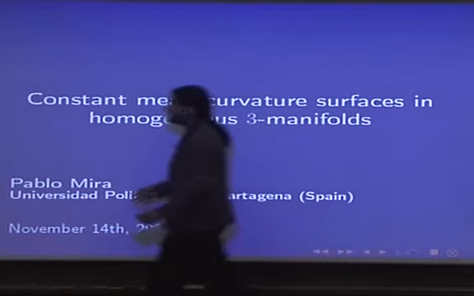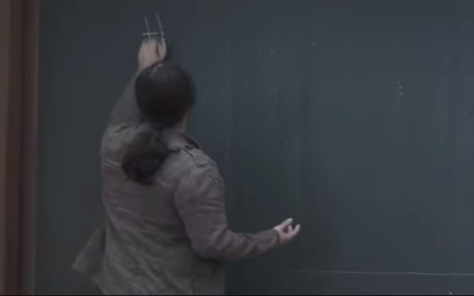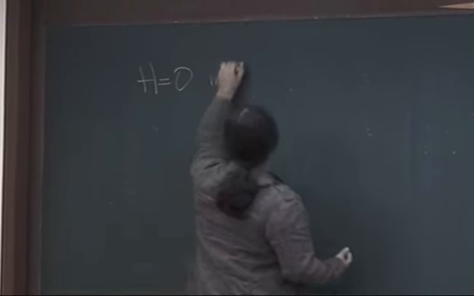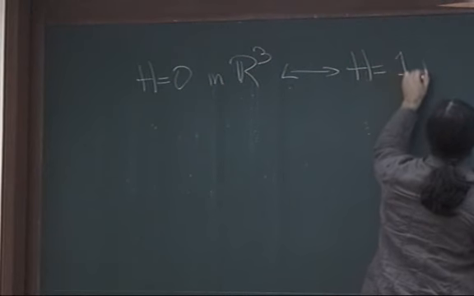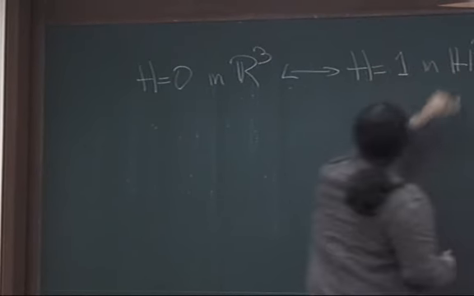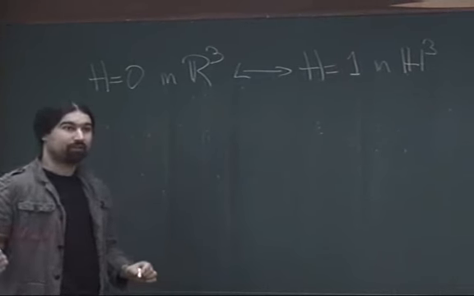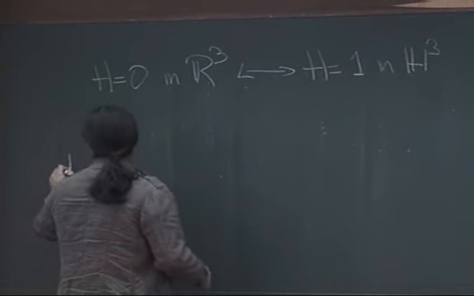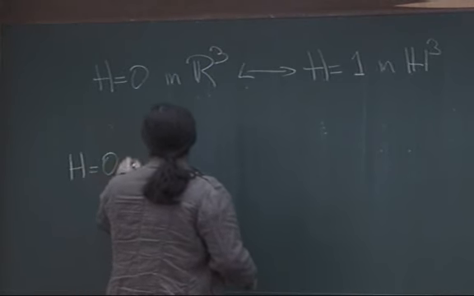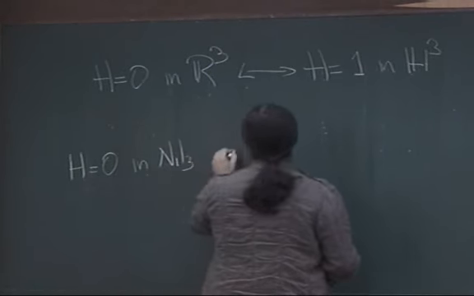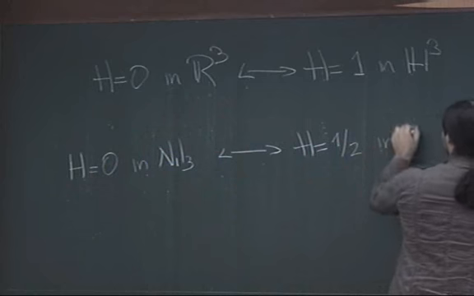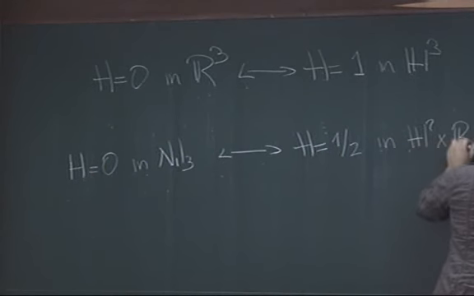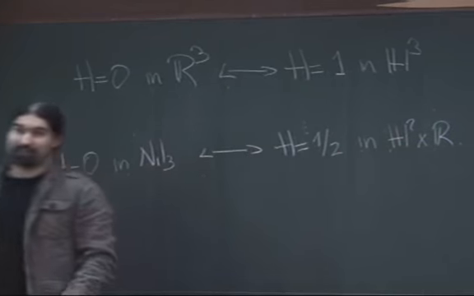So let me recall that in Euclidean space, you have this correspondence of H equal to 0 in R3 corresponding to H equal to 1 in H3. And by the correspondence of Benoit, you have something similar in these homogeneous spaces. H equal to 0 in Heisenberg space corresponds to H equal to 1/2 in H2 cross R. Okay, so it seems like the theory should behave the same way.